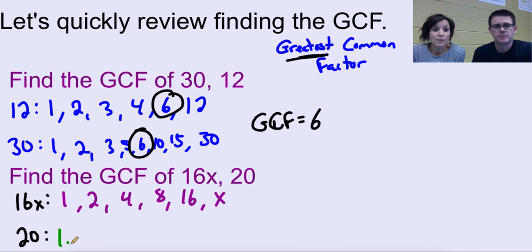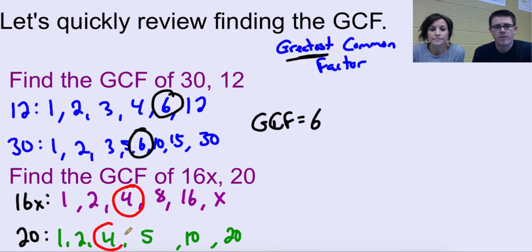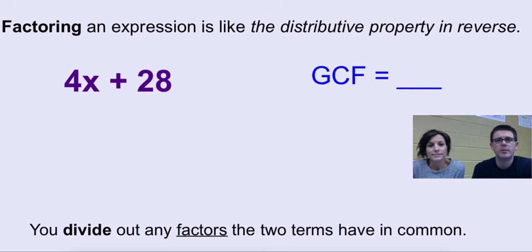Okay, 1 times 20, 2 times 10, 4 times 5. There's the turnaround, so we are done. We look for the greatest common factor, and in this case, it would be 4. GCF equals 4. Moving on. All right, so now we're going to put that into use to factor an expression.